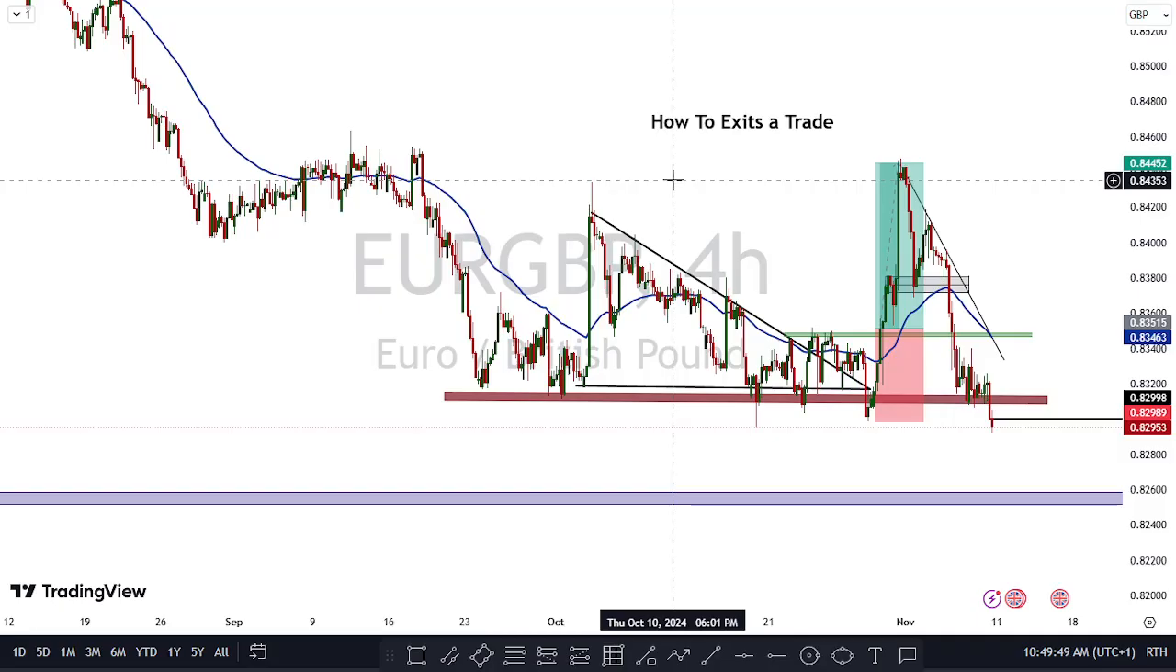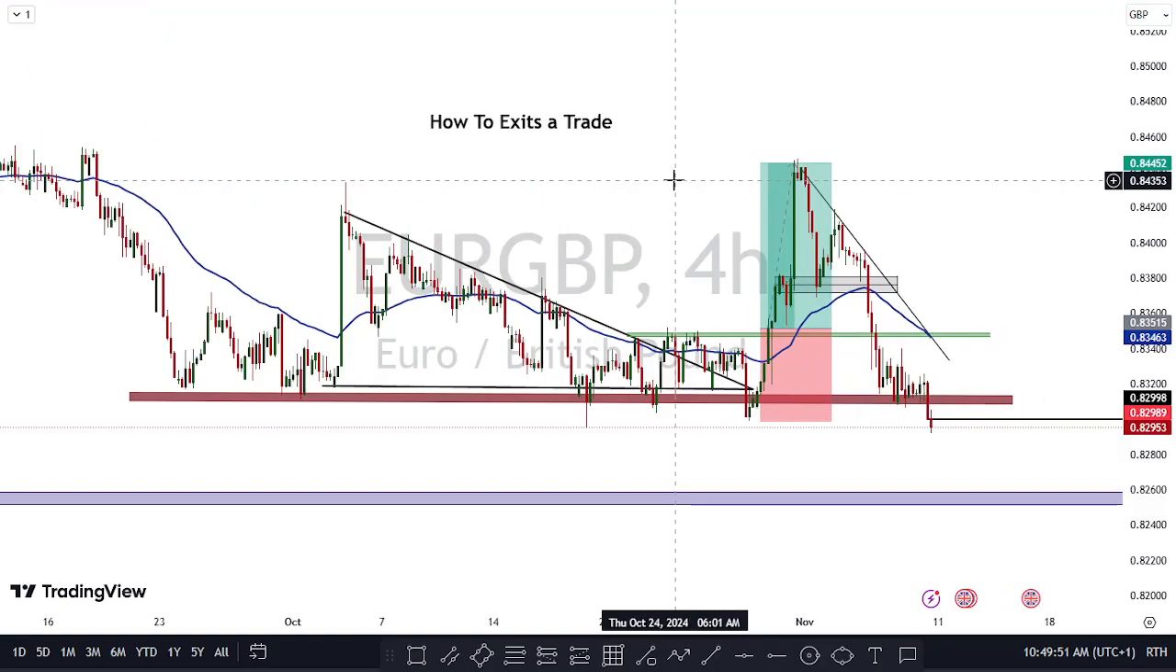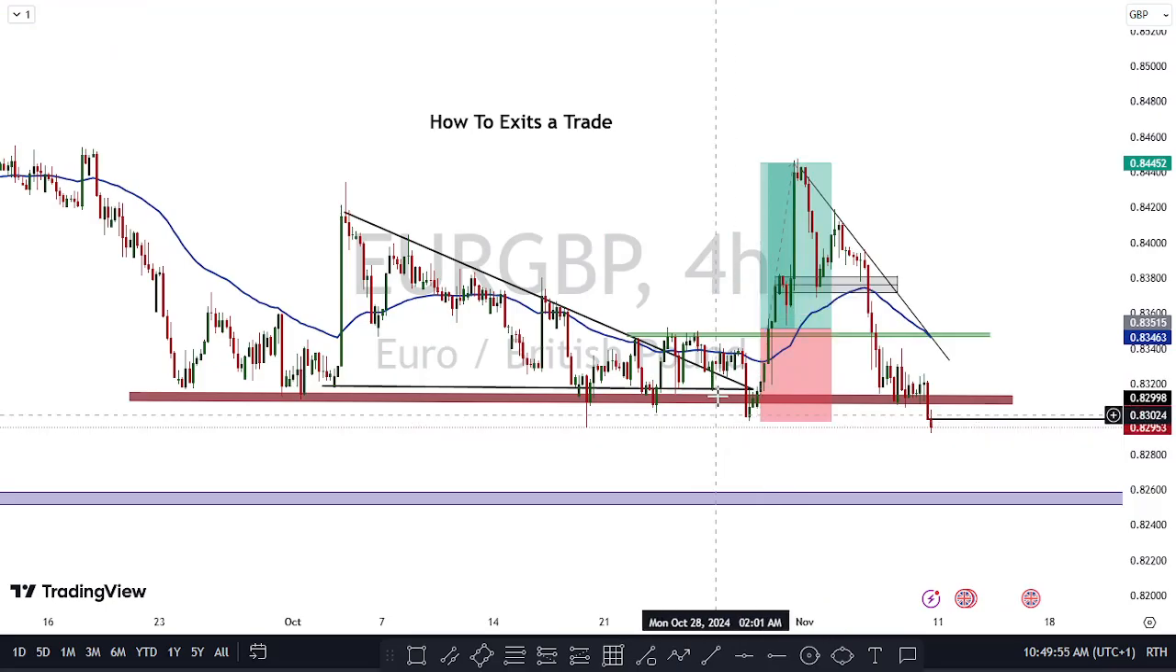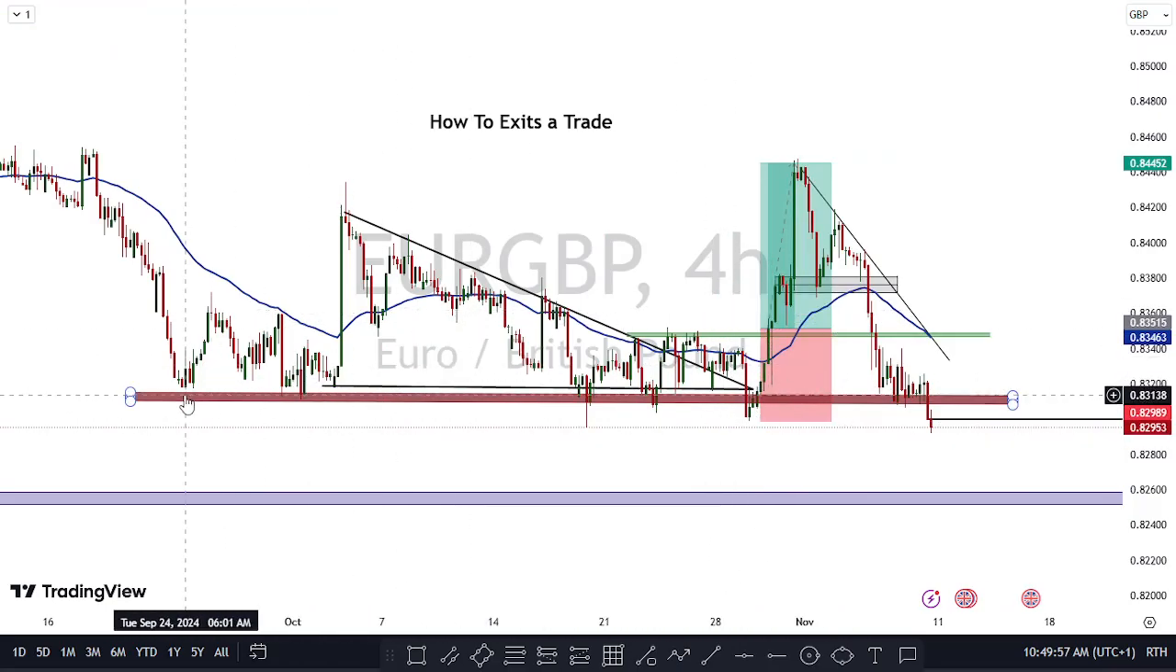All right, so let's go back to the video about exit. It's usually advised to keep your stop loss below previous structure. Okay, let's look at here now. Here has held for a long time, since September 2024. Here has been a support area.